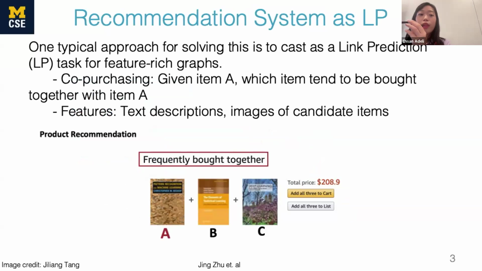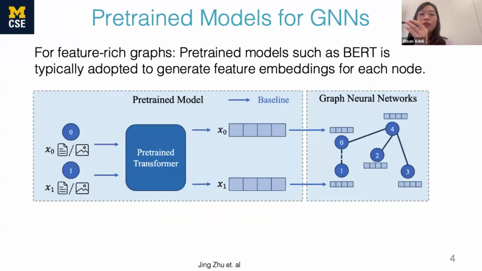So for example, we gather the co-purchasing information, like given item A, which items tend to be bought together with item A. And the features will tend to be text descriptions, images, etc. So one of the key paradigms that we use to solve this problem is to use pre-trained models, such as BERT, to get its feature encoder information and then pass it through graph neural networks.